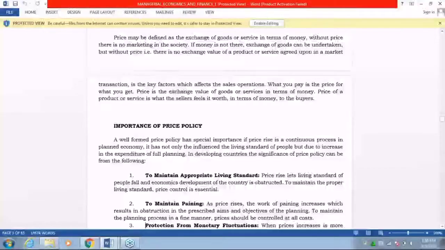Now, what are the importance of price policy? Price control is a continuous process in a planned economy. If prices rise unchecked, the living standard of the people falls and the economic development of the country is obstructed. So to maintain the proper living standard, price control is very essential.